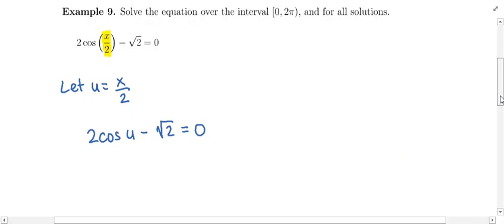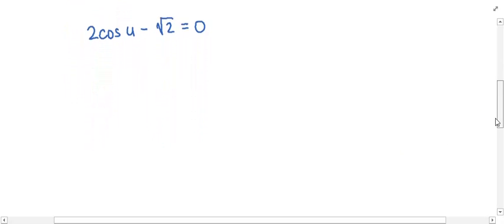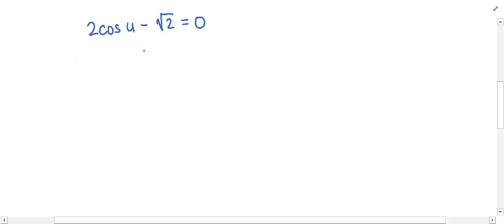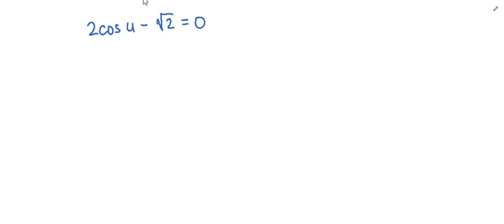Okay, so now we kind of forget about the x's. The equation's been turned into u's, and we're going to solve for u. So this is linear. We've got one trig equation, which is cosine, and it's raised to the first power. So we're going to isolate the cosine of u. We want to get it by itself.